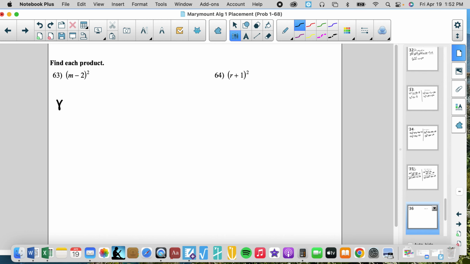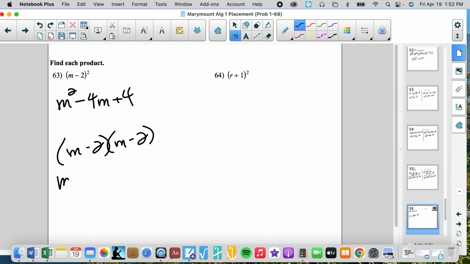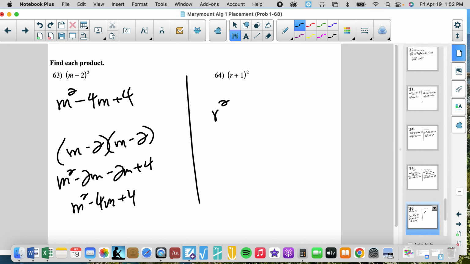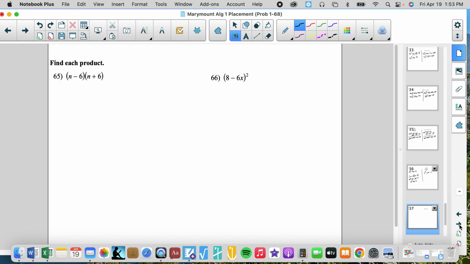This is a binomial square. You can either do this and do it really quick, or you can look at that as this and do it slower. My advice is you do it faster. R squared, you're going to multiply these two and then double. So 2r, and then you're going to square and square. So that's the easiest way to do those. These are conjugates.